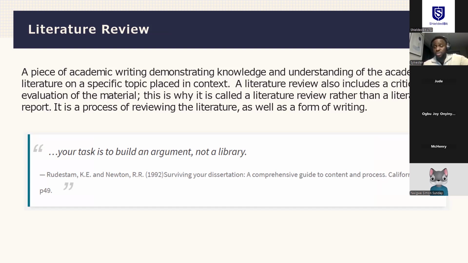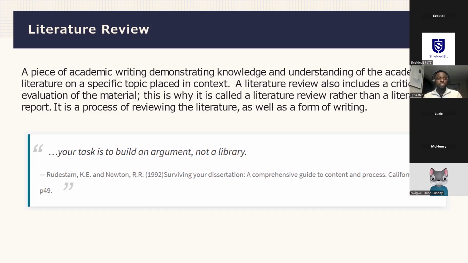This is very easy to miss. A lot of people, when they want to do a literature review, begin to just report things: so-and-so paper said this, so-and-so paper said this, so-and-so paper said this. That is just the beginning of the literature review. No, your task is to build an argument, not a library. What does that mean? You're not mainly just saying, so-and-so paper said this. There are different ways to do it. That is a place to start. But your main work is to be able to critically analyze what those people said.